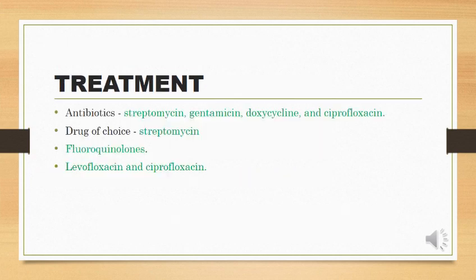Treatment. Antibiotics used to treat tularemia include streptomycin, gentamicin, doxycycline, and ciprofloxacin. Streptomycin is the drug of choice for this treatment. In addition, tetracycline is an acceptable alternative. Increasing research supports the use of fluoroquinolones in the treatment of tularemia. Levofloxacin and ciprofloxacin have been used clinically with success.